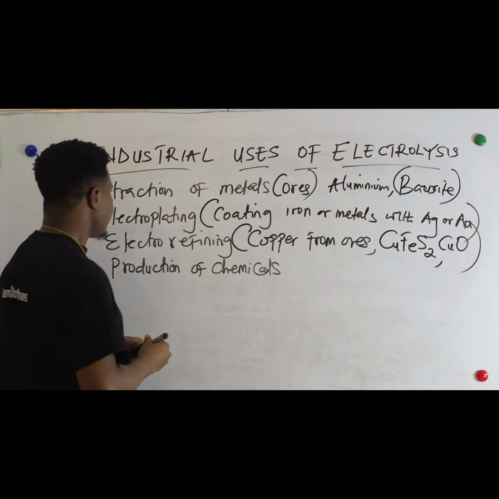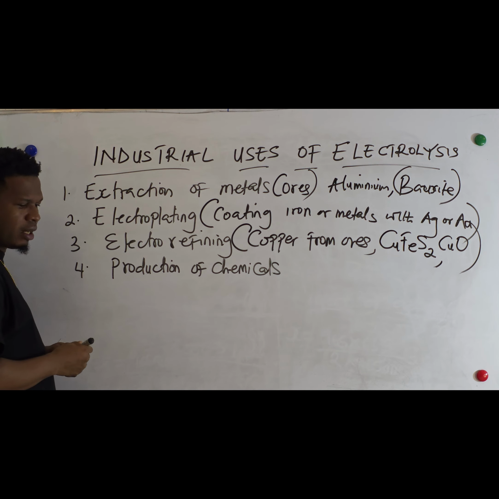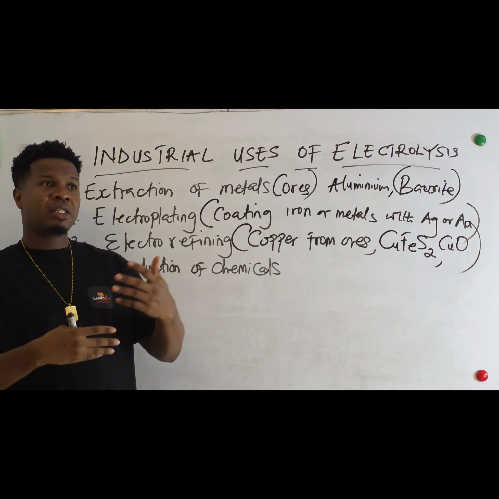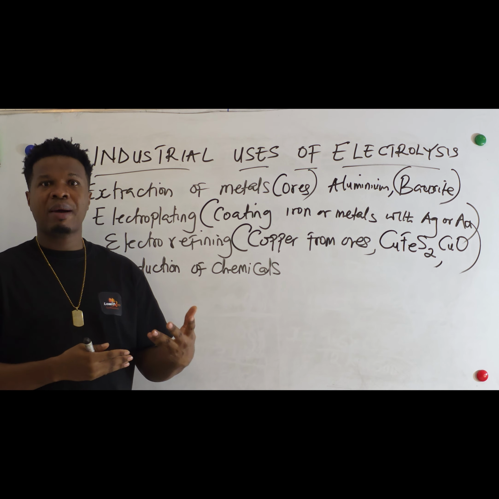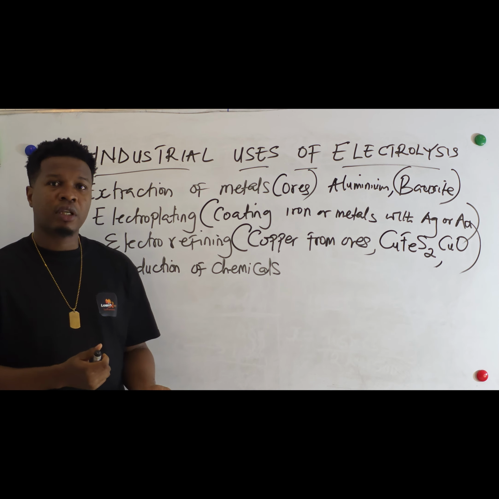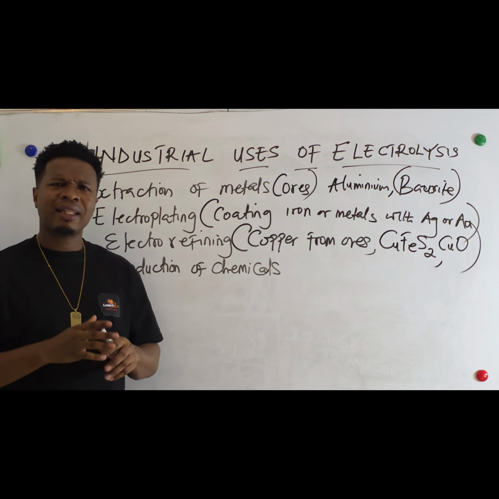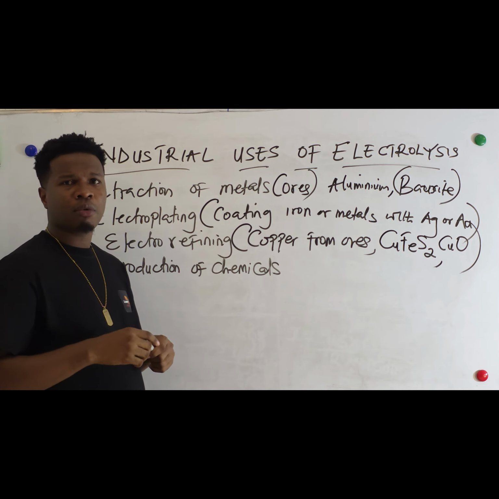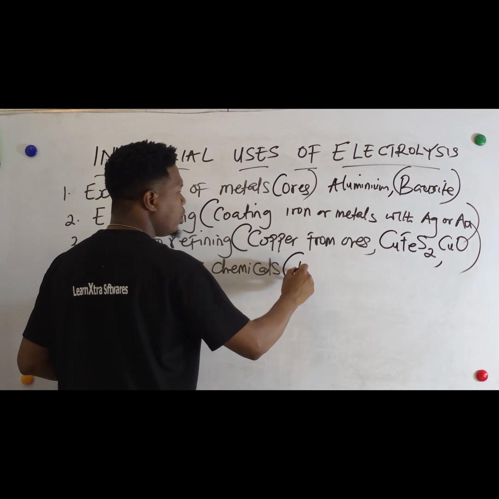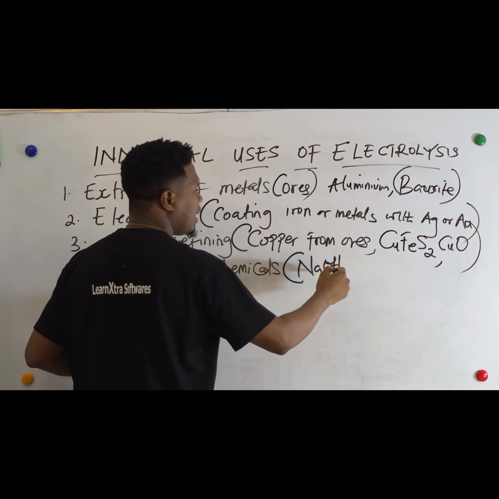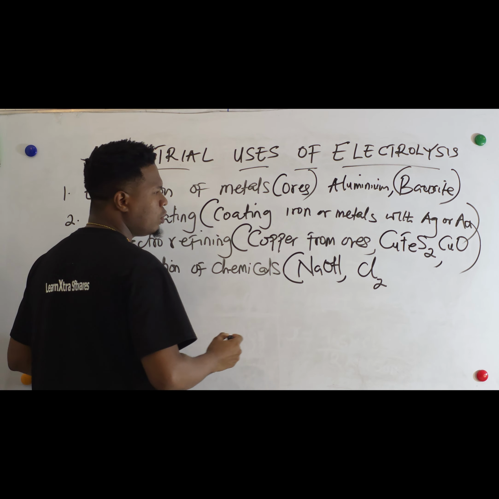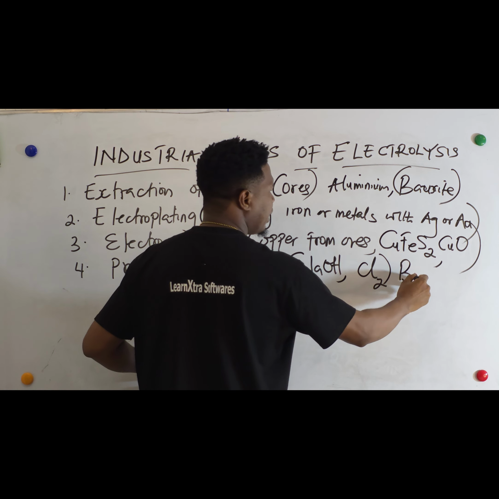The last one is production of chemicals. Electrolysis can be used to produce chemicals, because after the electrolysis, some of the byproducts are chemicals which are useful in the industry, while the products are also useful. For example, look at the electrolysis of brine, that's an aqueous solution of sodium chloride. The products will give you sodium hydroxide, which is like a byproduct, and then chlorine. So these are the products of electrolysis of brine.